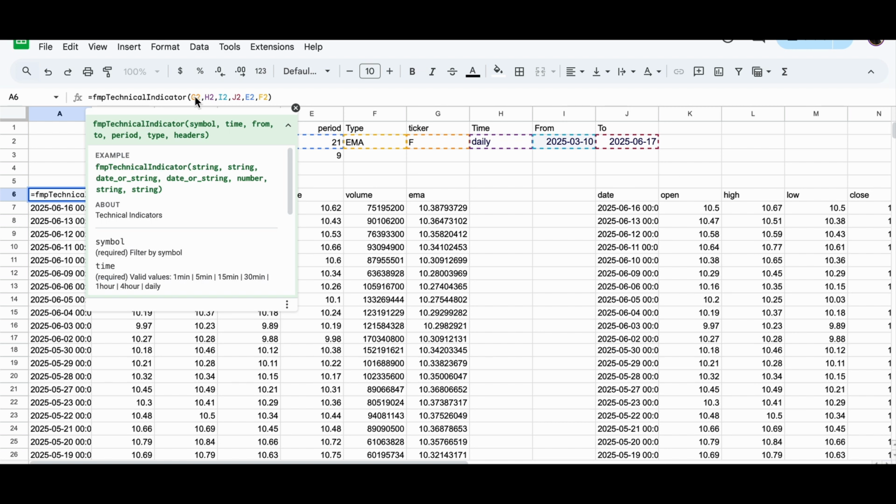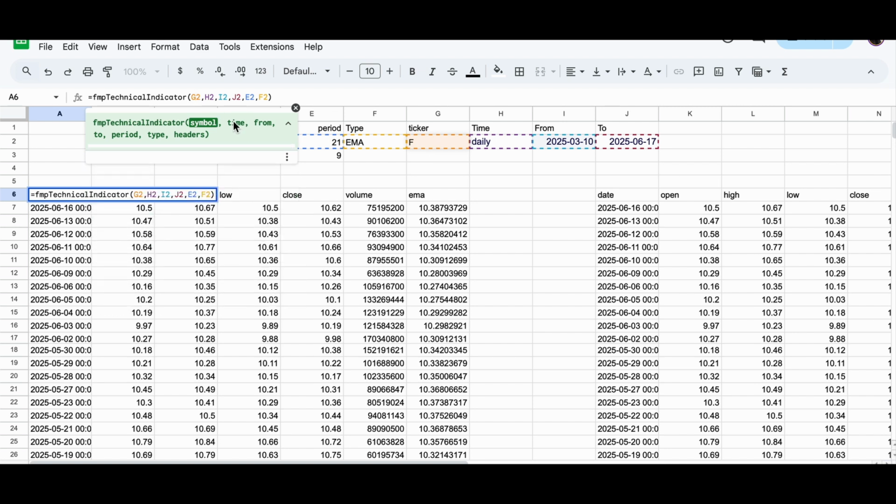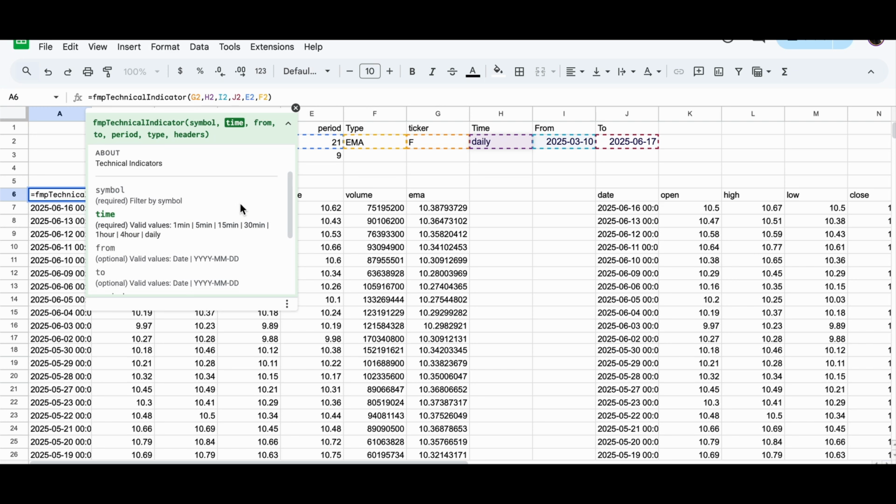So first, G2, we have the ticker itself. It's a symbol. In our case, it's Ford shares. Then the second parameter is the time. You can see here the explanation. Time can be 1 minute, 5 minutes, 30 minutes, 1 hour, or daily.